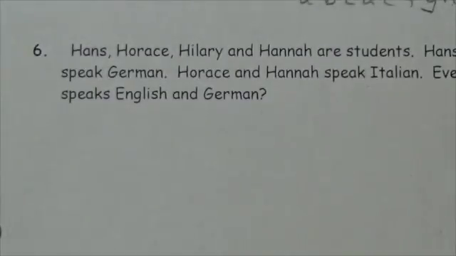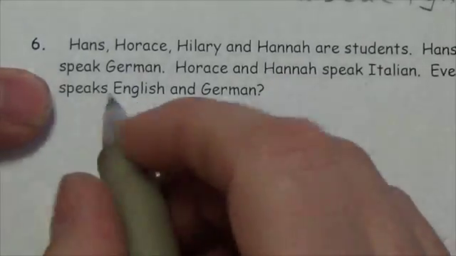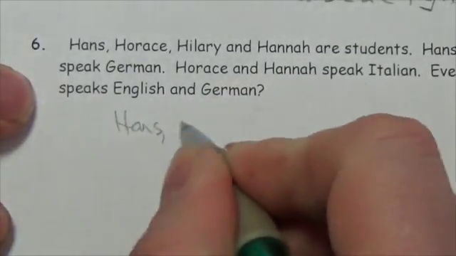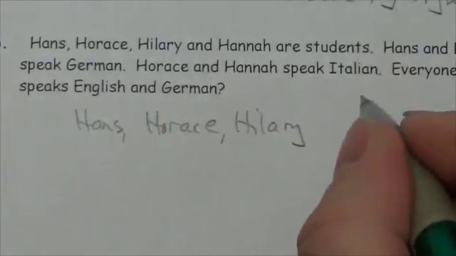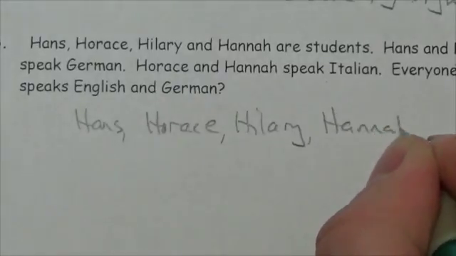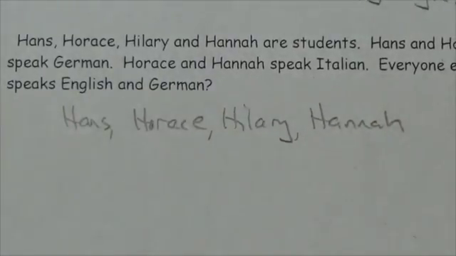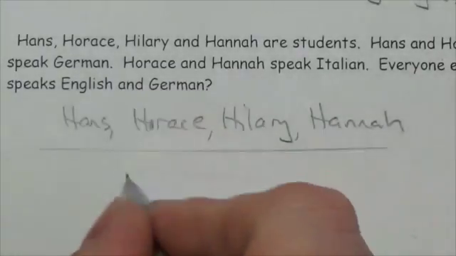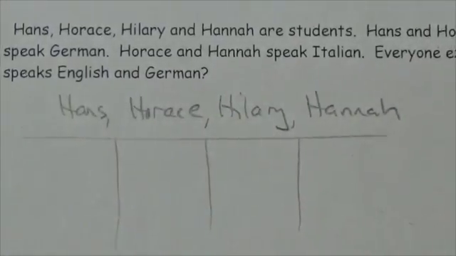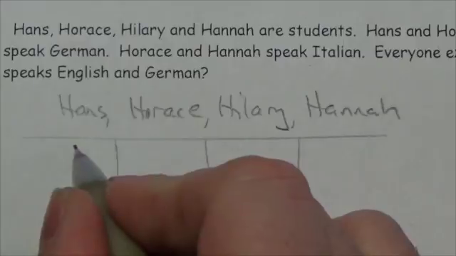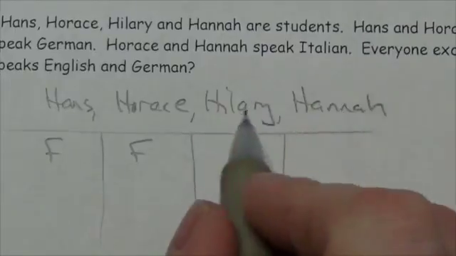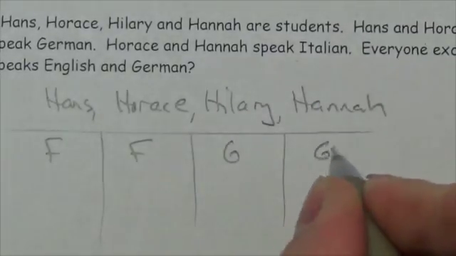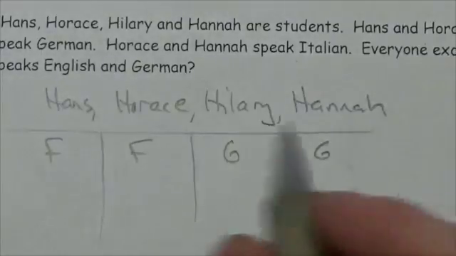Okay, so to answer this question, let's maybe write out the names here. So we've got Hans, Horace, Hilary, and Hannah. Now I'm just going to go underneath here and build a little chart to identify who speaks what. So now we're told Hans and Horace speak French. The others speak German. Now the others, being Hilary and Hannah, here we go. German, German. Horace and Hannah speak Italian.